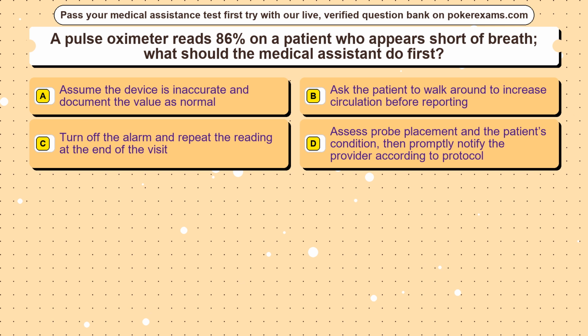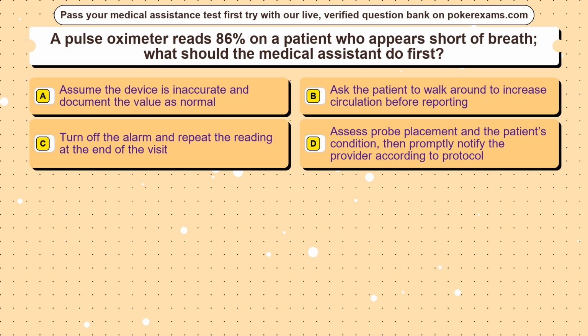Question 99. A pulse oximeter reads 86% on a patient who appears short of breath. What should the medical assistant do first? Option A, assume the device is inaccurate and document the value as normal. Option B, ask the patient to walk around to increase circulation before reporting. Option C, turn off the alarm and repeat the reading at the end of the visit. Option D, assess probe placement and the patient's condition, then promptly notify the provider according to protocol.